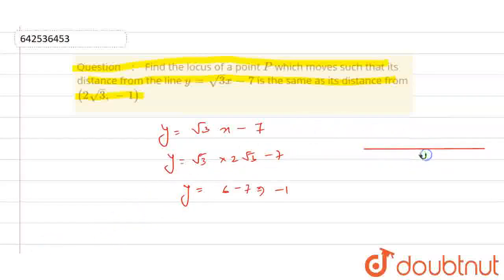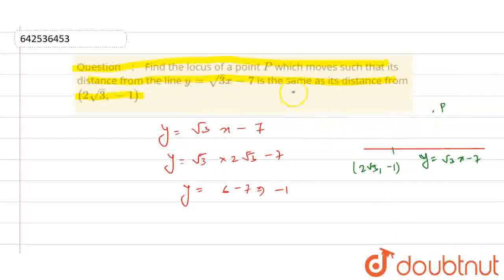This means that if this is a line, that is y is equal to under root 3x minus 7, the point 2 root 3 comma minus 1 lies on this line. We can say that because the value of x gives the value of y. So this point lies on this line. So from here, we have been given to find the locus of a point P. Let this be the point P, that is the locus.